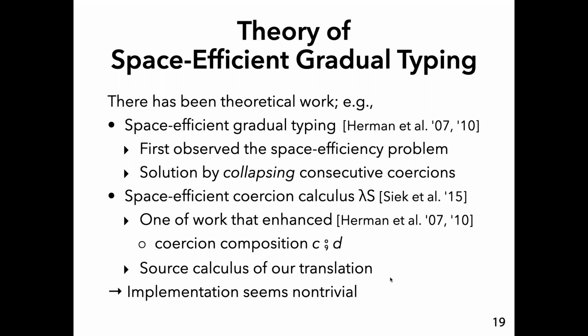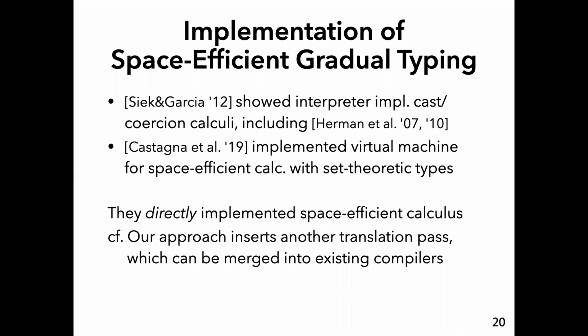However, implementation of these calculi was not very trivial. These two papers studied implementation of space-efficient gradual typing. They both directly implement space-efficient gradual typing. Their approaches are different from ours. Our approach, by inserting another translation pass, can be merged into existing compilers.